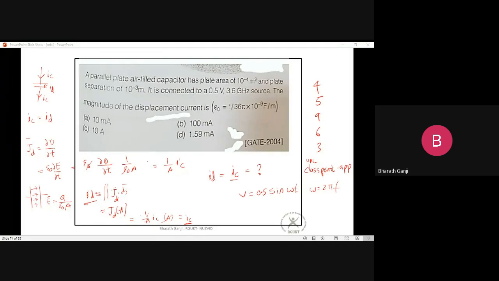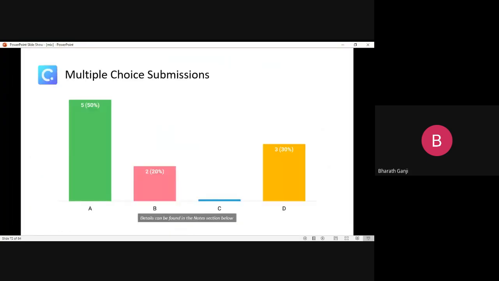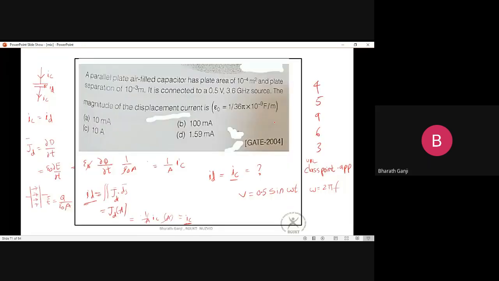You call it a difficult question. I can see that some of you went with option A. So let us see. Here I is equal to C into dV by dt. Here dV by dt is nothing but 0.5 times omega. Again you get a sine expression, but I only want the magnitude, so your answer is C into 0.5 into omega. What is C? Epsilon naught times area by distance. Area is given as 10 to the power of minus 4, distance is given as 10 to the power of minus 3. And epsilon naught is also given here, so there is no big worry. It is given as 1 by 36 pi times 10 to the power of minus 9.